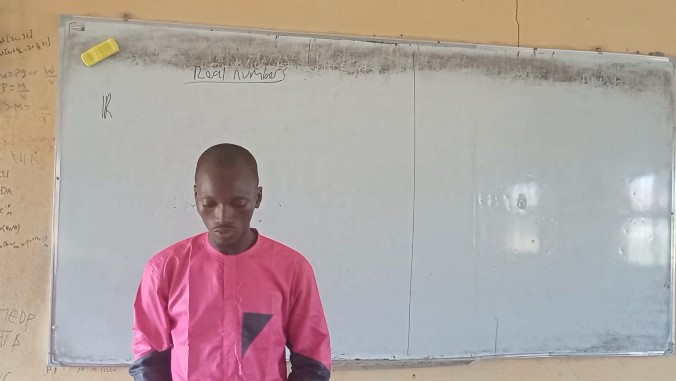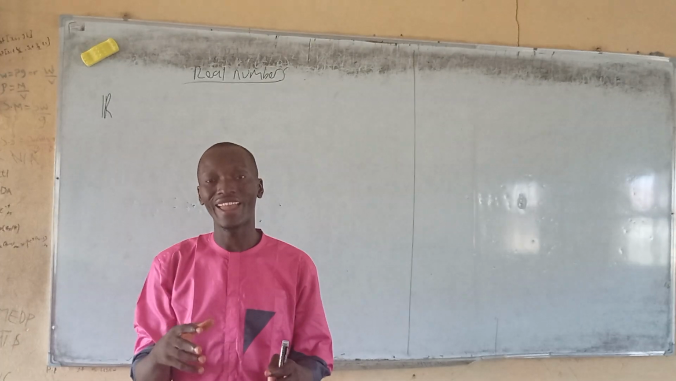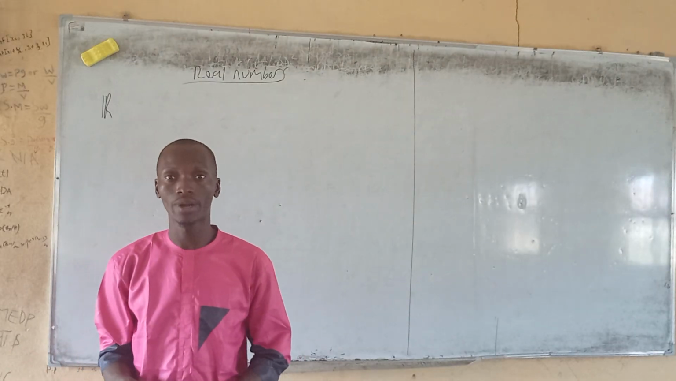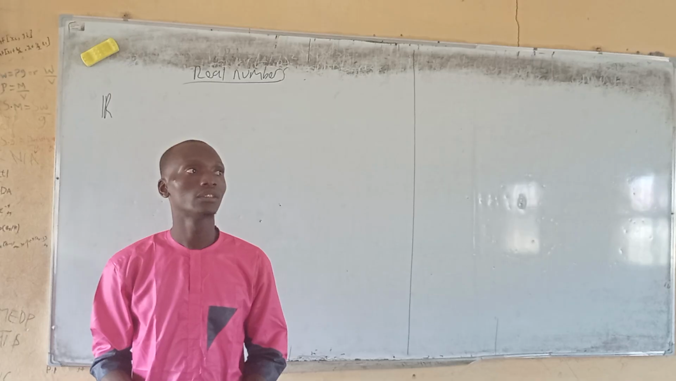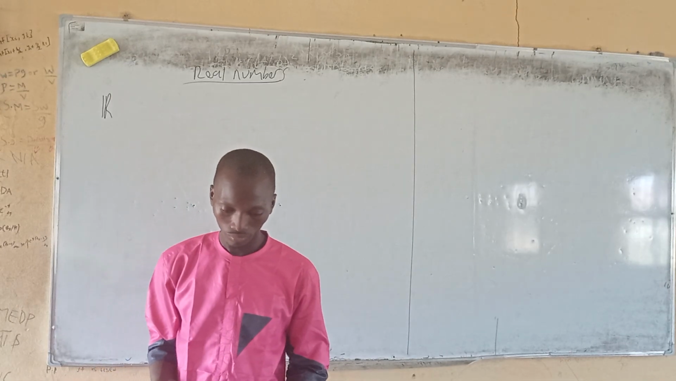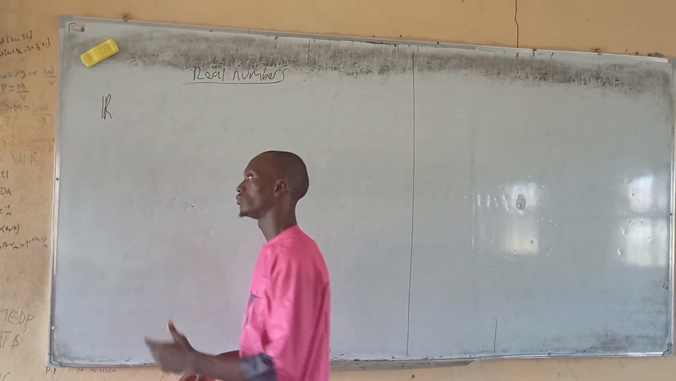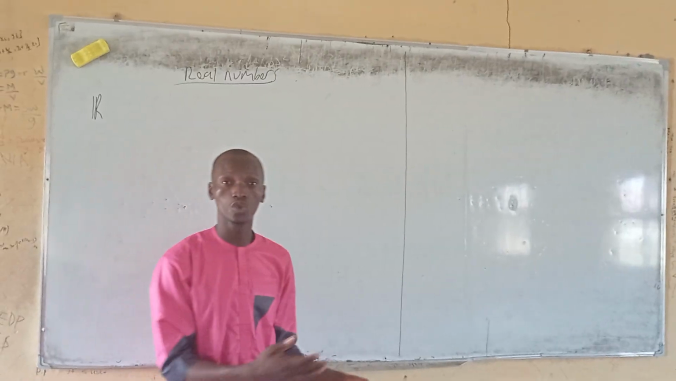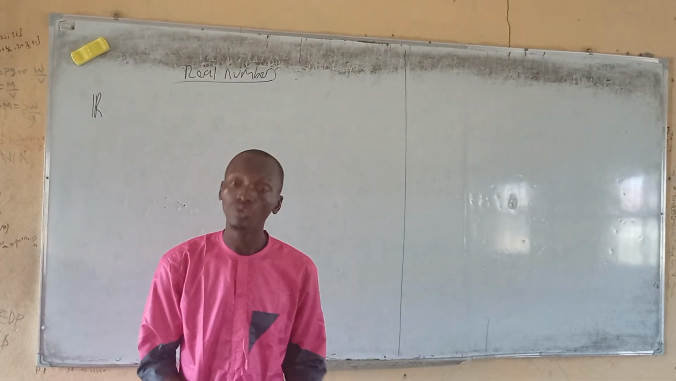Real numbers are those numbers, every number on the number line. All of them are called real numbers, like counting numbers, from positive to negative numbers, minus 1, plus 1. All these are real numbers. We call them real numbers.